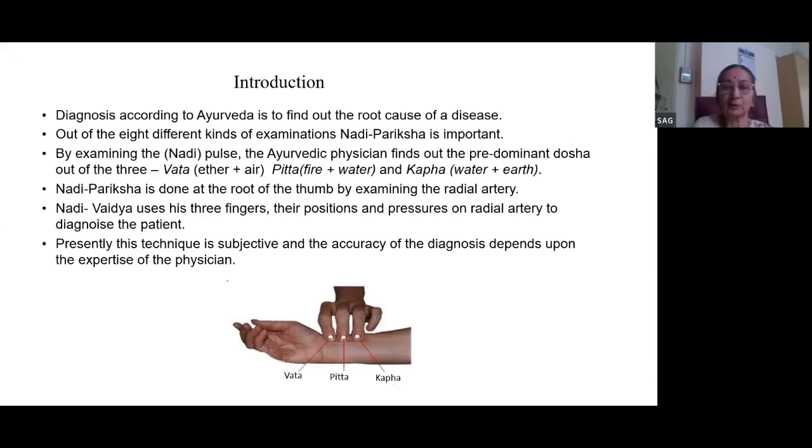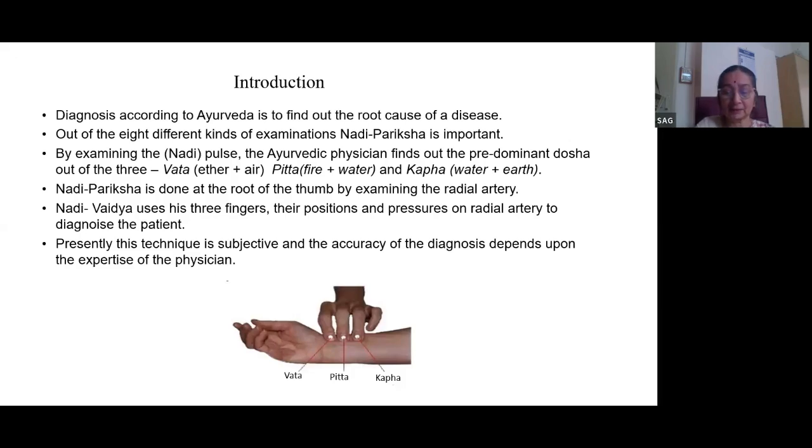There are 3 types of doshas, Vata, Pitta and Kapha, and they are related with the Panchamahabhuta, earth, air, water, fire, and other things. So Vata in particular is the combination of earth and air. Pitta is fire and water. Kapha is water and earth.